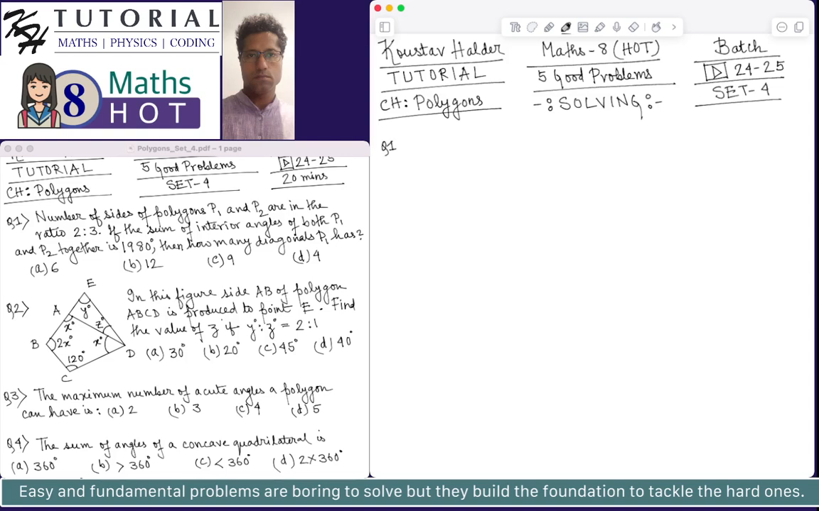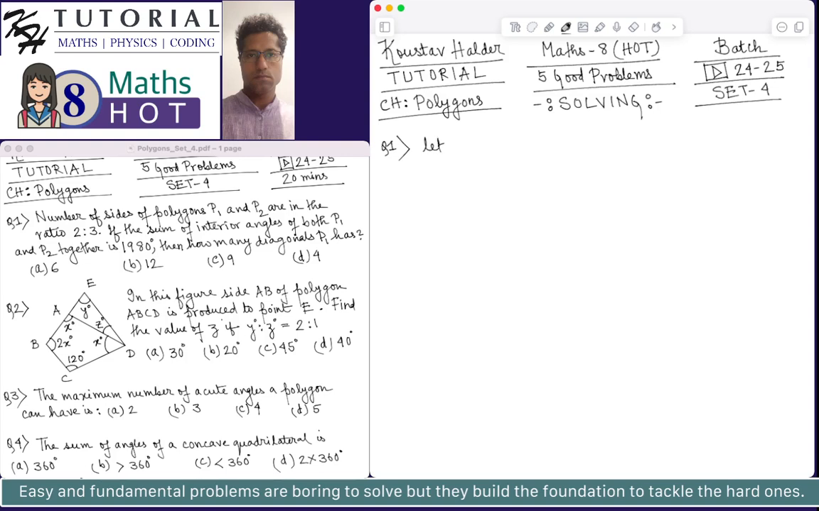Question number 1 says the number of sides of polygons P1 and P2 are in the ratio 2 is to 3. If the sum of interior angles of both P1 and P2 together is 1980 degrees, then how many diagonals does P1 have? Now to know how many diagonals P1 has, definitely we have to find the number of sides of the polygon P1. The ratio of the number of sides of the two polygons is given to be 2 is to 3.